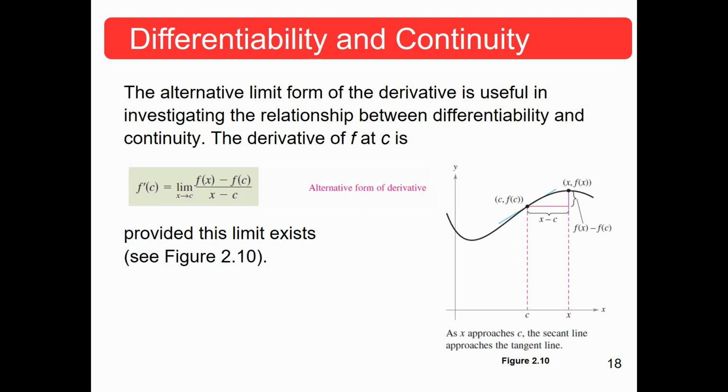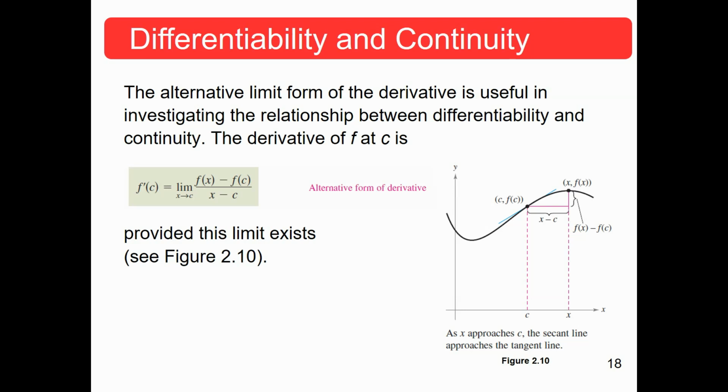This video is going to be on differentiability and continuity. We're going to look now at an alternative limit form of a derivative, and it's a lot of times useful in investigating the relationship between differentiability and continuity. So we're going to change our definition of a derivative to say, instead of delta x approaching 0, as x approaches c of f of x minus f of c over x minus c.